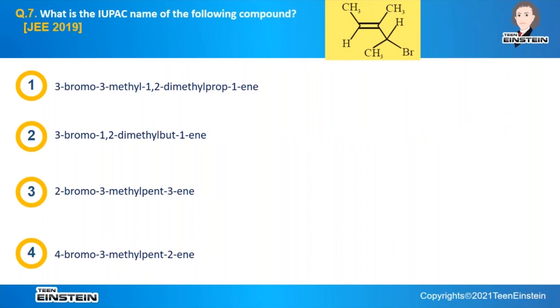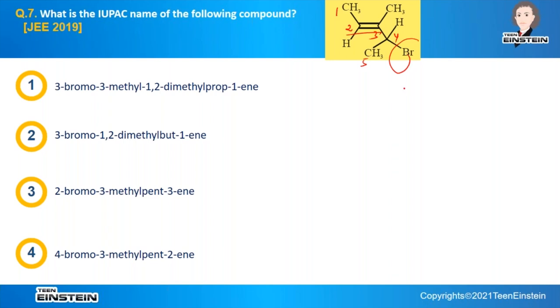So let's move on to the seventh question. What is the IUPAC name of the following compound? Here, while naming this compound, the double bond is there, so it is an alkene. So alkene gets priority over the functional group bromine. So numbering starts from this alkene side. So the numbering starts from this methyl group. So this alkene side, this carbon is 2, this is 3, this is 4 and this methyl group is 5.